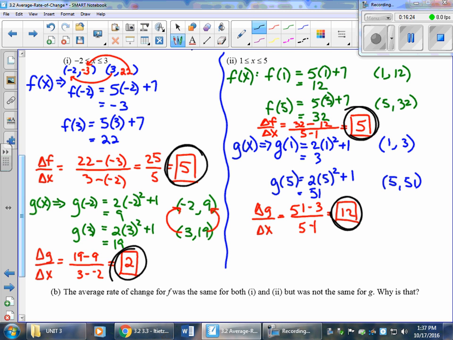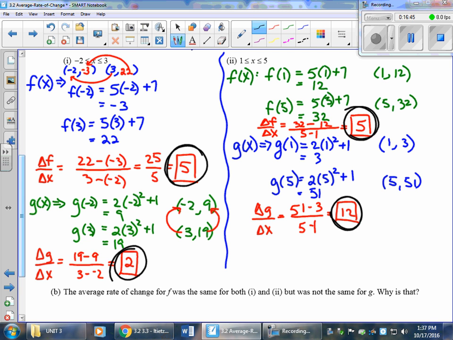Well, I'm really hoping that you look at this and say, well, of course, because f is a linear function. Its slope is going to remain the same. So basically, no matter what points I choose, the change in y over change in x, or the slope of the function, is going to remain constant. That's the definition of a linear function.